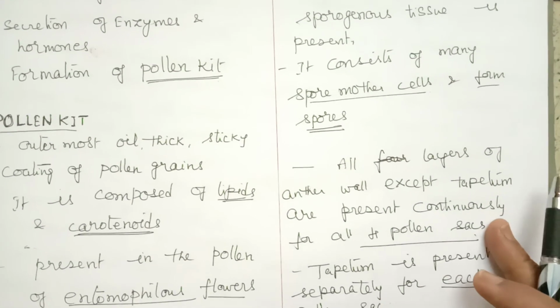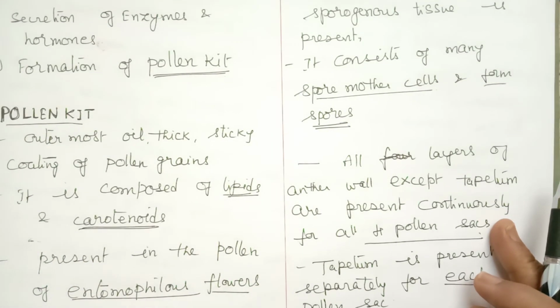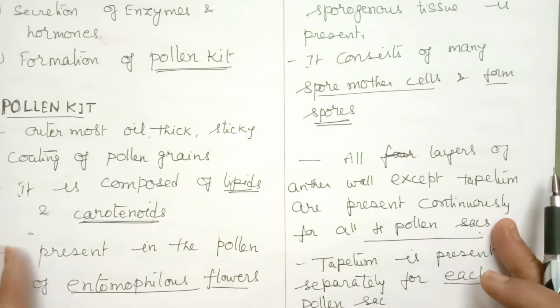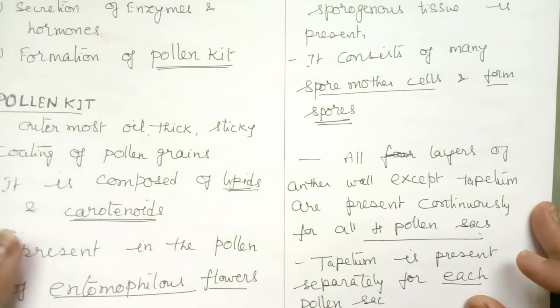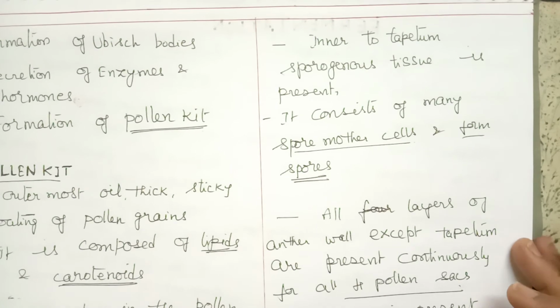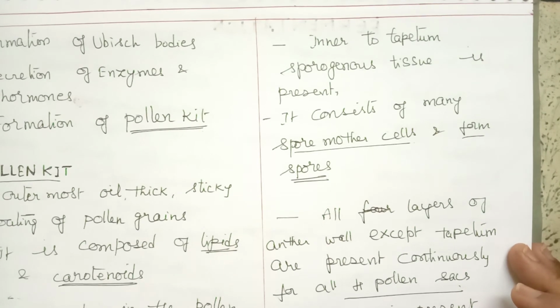Now another important feature, what is pollen kit? First, I have given you the composition. It is an oily, thick and sticky layer coating the pollen grain. It is present outside the pollen grain. It is composed of lipids and carotenoids, and it is generally present in the pollen of entomophilous flowers. What are entomophilous flowers? They are flowers pollinated by insects. Because the pollen grains are sticky, they stick to the body of the insect, and thus the pollen grains are dispersed from one flower to the other flower.